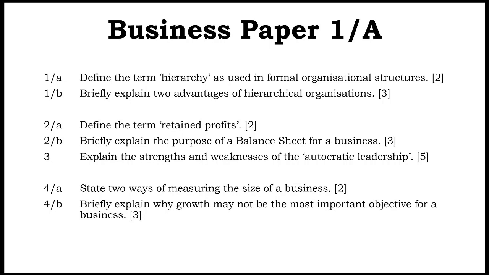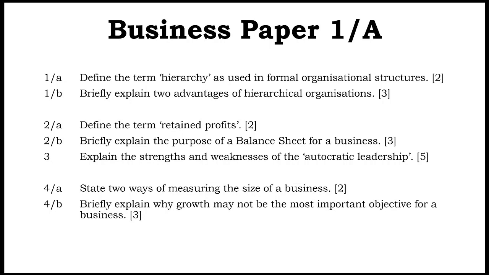Section A of the paper. The first question was, define the term hierarchy as used in formal organizational structures. It was 2 marks, so here we need to give the definition. We can give it like this: the term hierarchy is used to describe the order of management in a business organization. It shows the chain of command and the distribution of authority through different levels of accountability in an organization. So this is the definition. You can easily earn 2 marks.